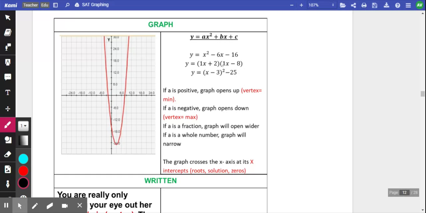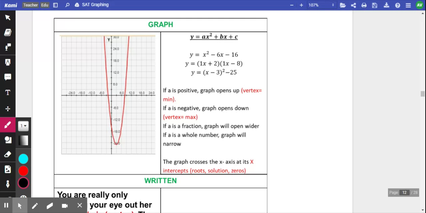So from here, you can get a lot of information. You could see where it crosses the x-axis is at negative 2 and positive 8. You can see the vertex is at positive 3, negative 25. There it is. If the graph is positive, it opens upwards, so this vertex is the minimum of the graph. If it were facing downwards, then the graph has a maximum instead.